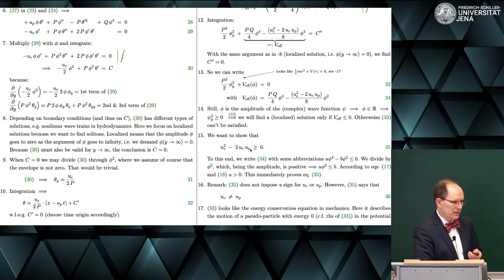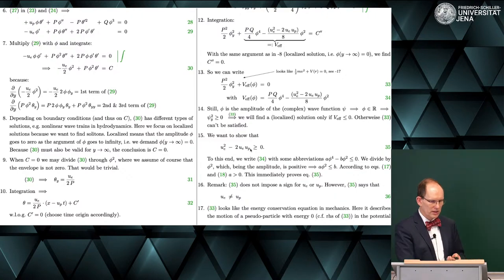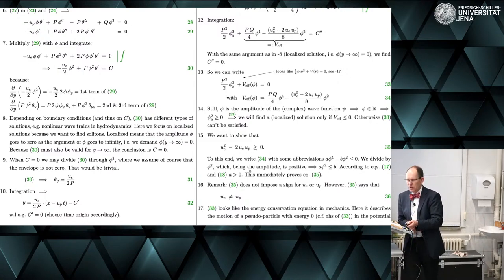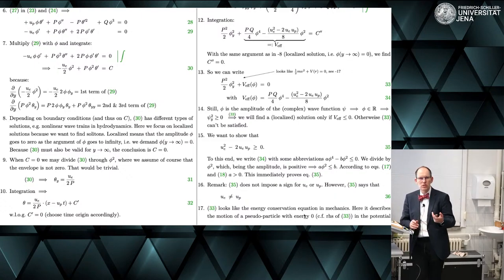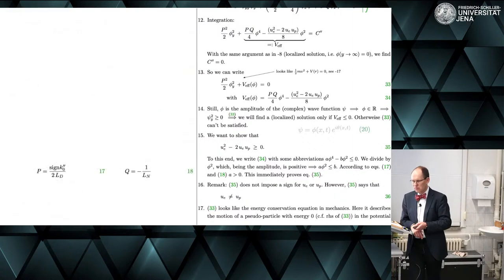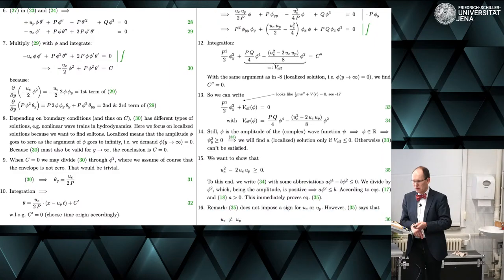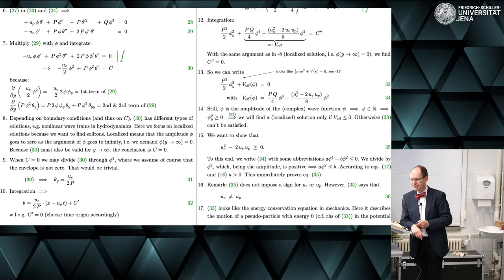What we have here looks like energy conservation in mechanics. It describes the motion of some pseudo particle. The soliton is now this pseudoparticle in some sense. What we also see is, of course, what we already expected, namely that the velocity of the envelope and the velocity of the phase are different.